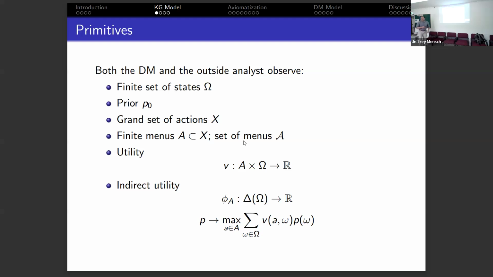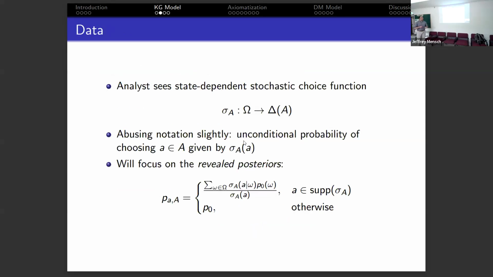Okay. So this is basically the entire model, but what I want to talk about now is what the analyst sees from the choices of the decision maker. So there's a state-dependent stochastic choice function, sigma A, which maps from states of the world to conditional distributions over actions from that menu. Using notation slightly loosely, I've also used the same sigma A for the unconditional probability. There's actually a decent amount of stuff going on under the hood here, but in terms of thinking about what is driving the choices of the decision maker, I'm going to think about what's been called in the literature revealed posteriors.